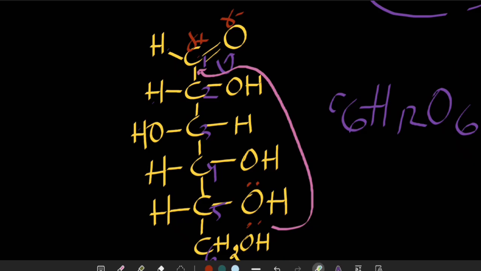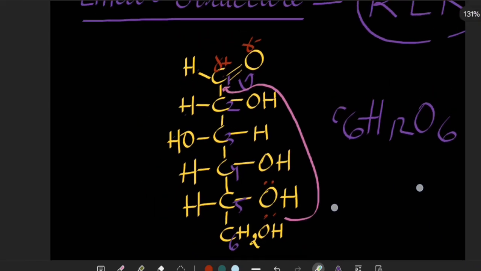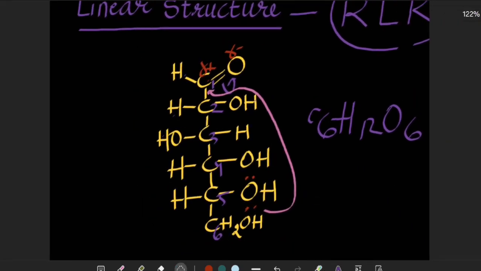So when the carbon 5 hydroxyl group tries to attack the functional group, that is carbon 1, what will happen now is, I'm just going to take this over here.